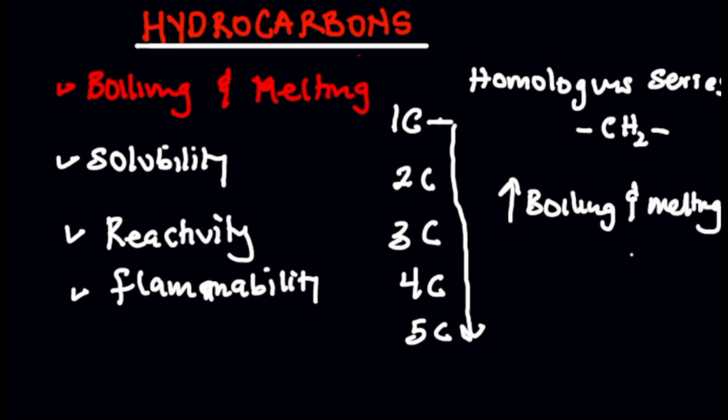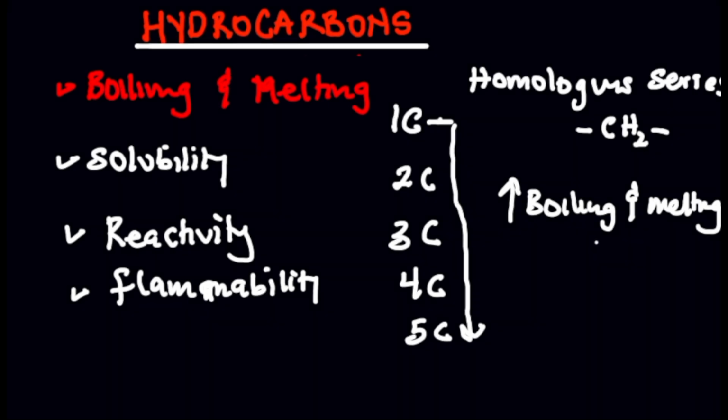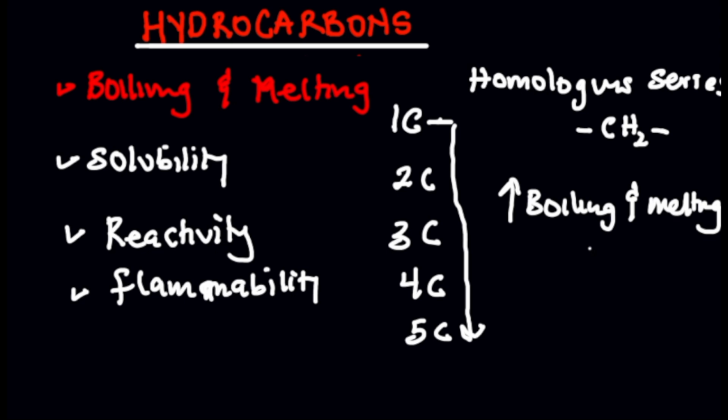Right? So that's basically what happened here. Generally, whenever there is an increase in the carbon atom down the homologous series, it simply indicates that there is going to be an increase in the boiling and the melting point.